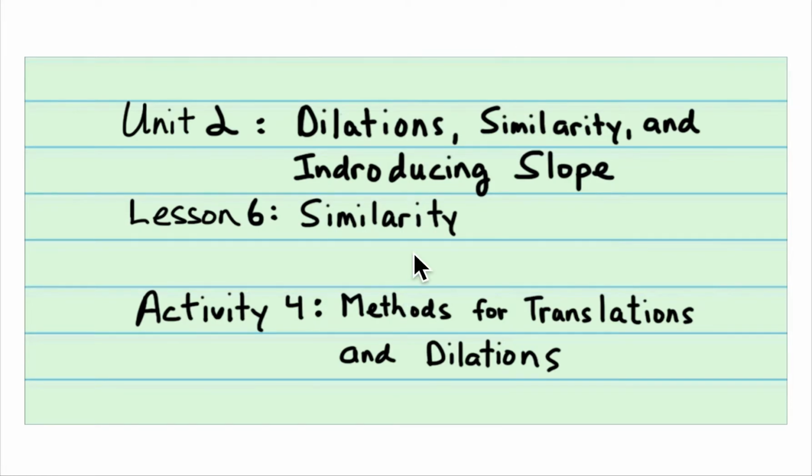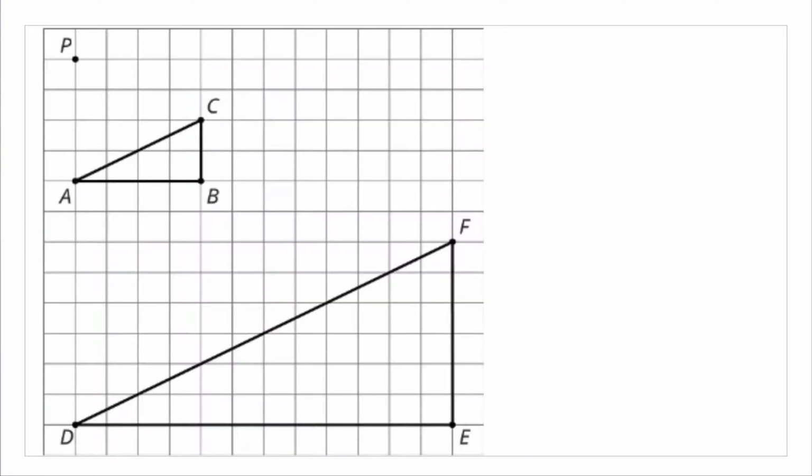This is Lesson 6, Similarity, and Activity 4, Methods for Translations and Dilations. And in this activity, work in pairs, and each partner is going to show that triangle ABC is similar to triangle DEF through either dilations and translations, or in some cases just a dilation.